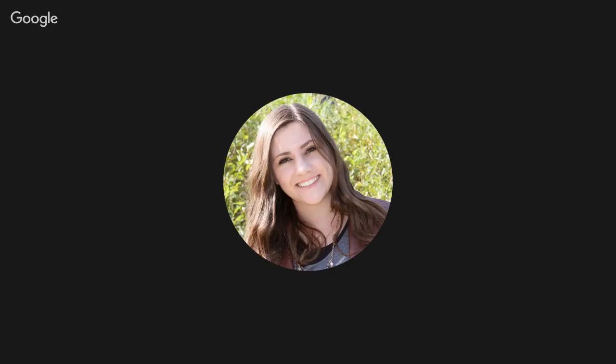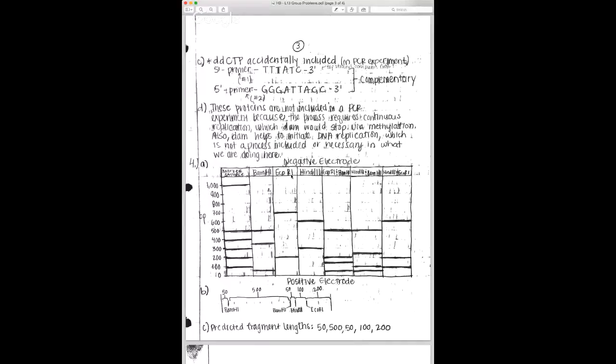And then for part C, what are the 2 newly synthesized strands if ddCTP is accidentally included in the PCR experiment? All other appropriate PCR components are found in the reaction mixture, including ATP, dTTP, and dGTP. And so what happens there, so what are the sequences?